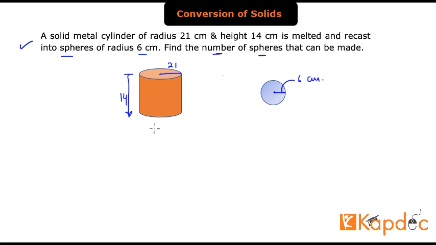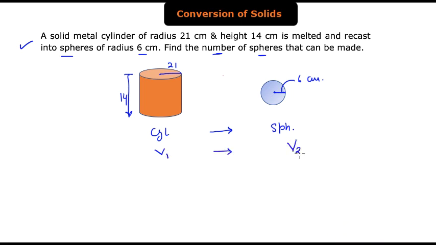So what exactly we are doing is we have a cylinder and we are converting that into spherical balls. If the volume remains constant, that means whatever is the volume of the cylinder will remain constant and we can convert that into the volume of spheres. But the sizes of these objects can be very different, and we know that a sphere has a smaller size compared to a cylinder. So if there are n number of spheres, then n times the volume of each sphere should be equal to the volume of the cylinder. So our objective is to find this value n, the number of spheres that can be made.